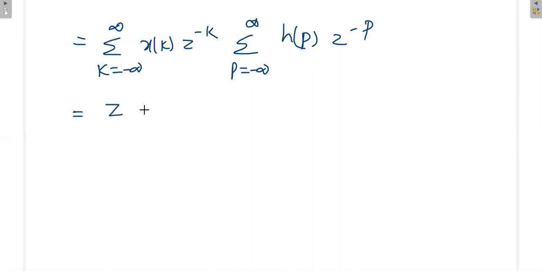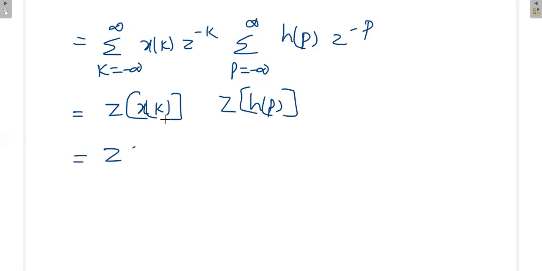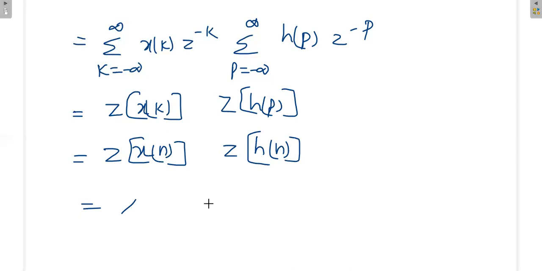So we can write like Z transform of signal x of k. Similarly, the Z transform of the signal h of p. Again, these two Z transforms are independent of each other. So we can replace with a new variable. Again k we can replace with n. Similarly, p also we can replace with n. So finally this is x of z and h of z. Okay, thank you.